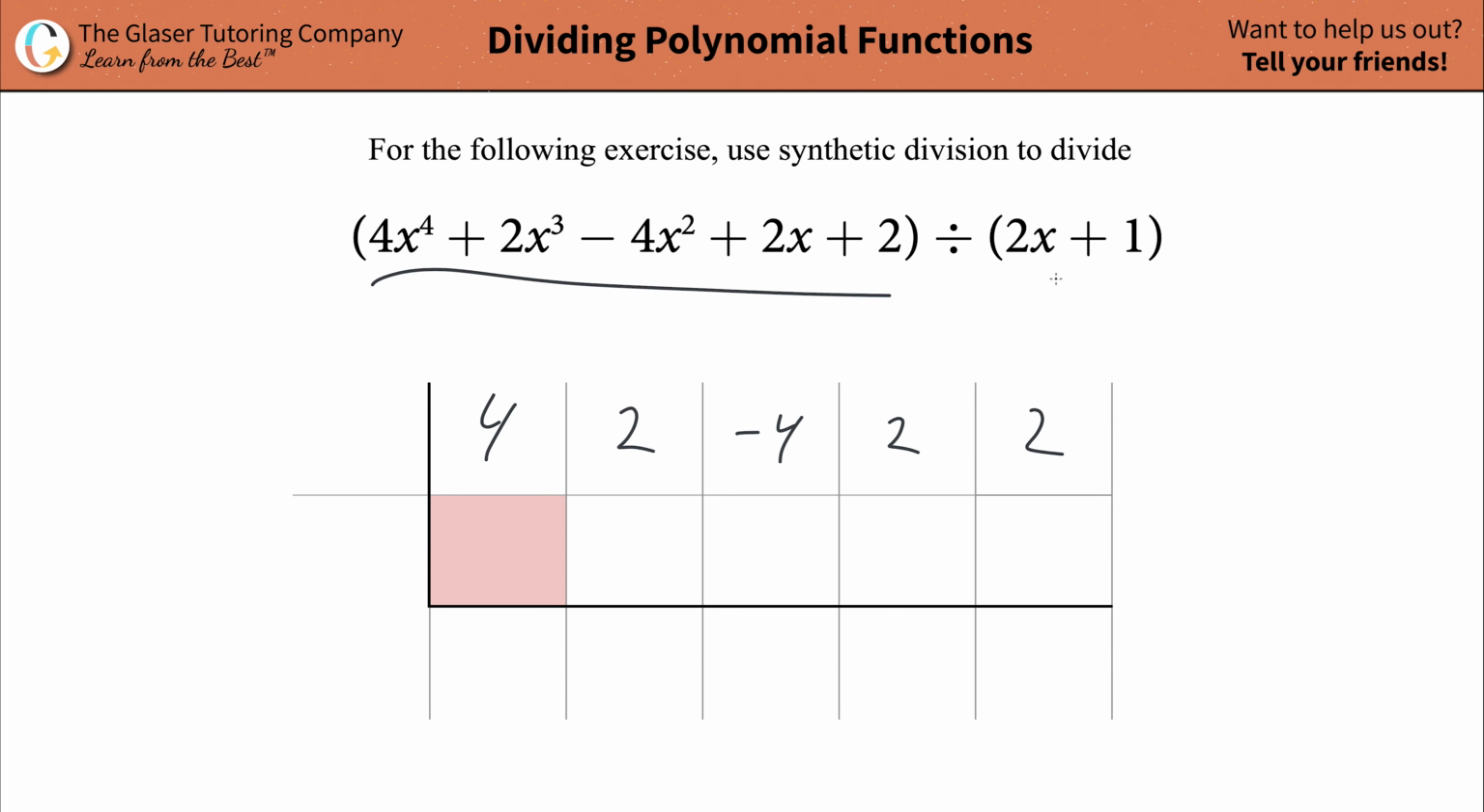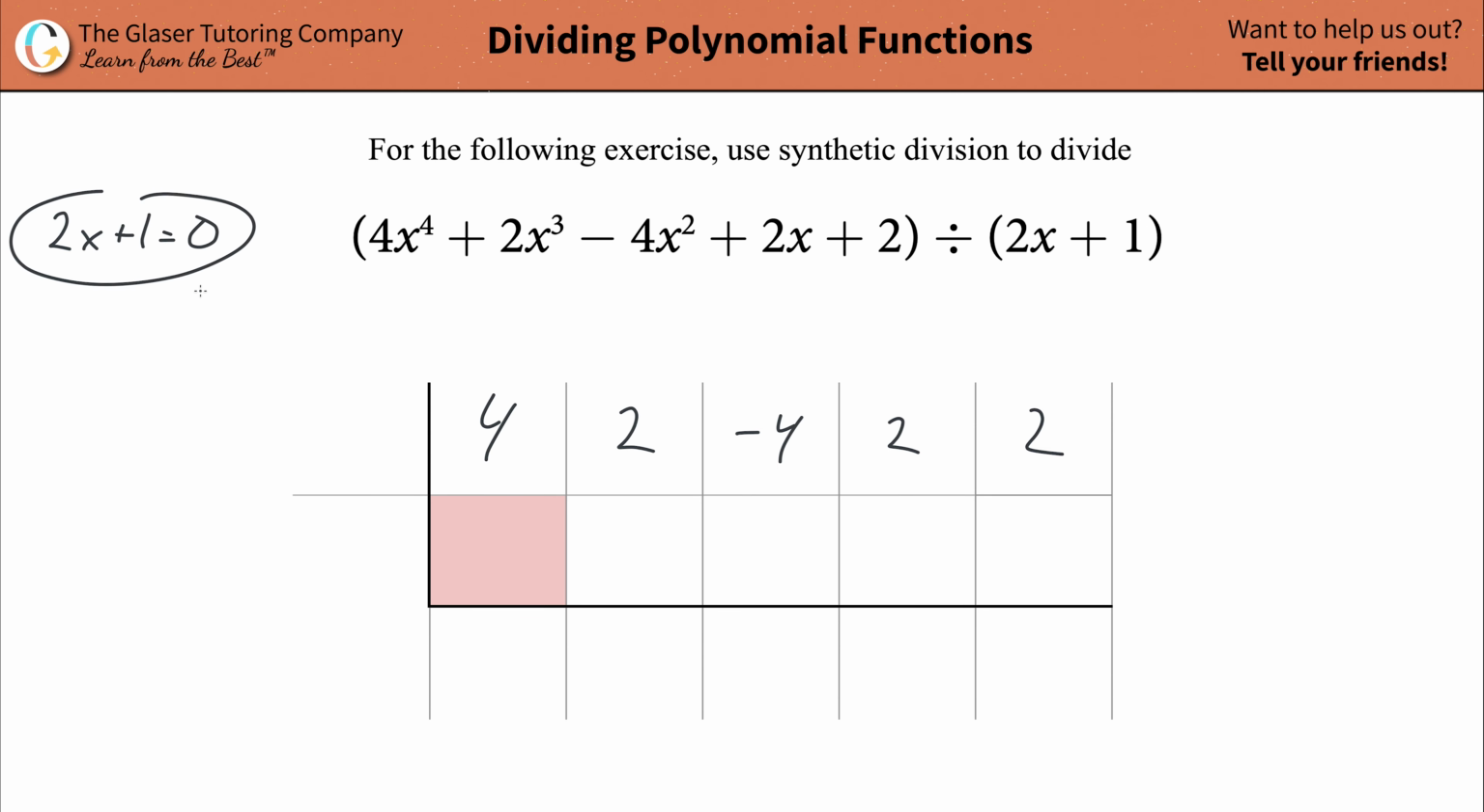So now we're basically done with our dividend. So what you're going to then focus on is your divisor. Take your divisor and set it equal to 0. And what you're going to do is now solve this for x. Okay, subtract 1 from both sides, so that's going to be 2x is equal to negative 1. Divide both sides by 2, and now x is going to be equal to negative 1/2.